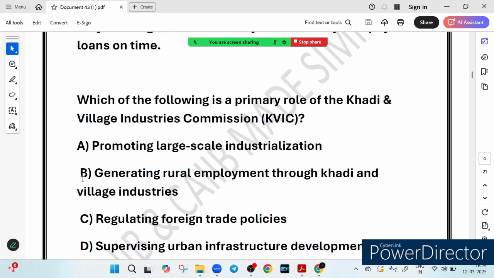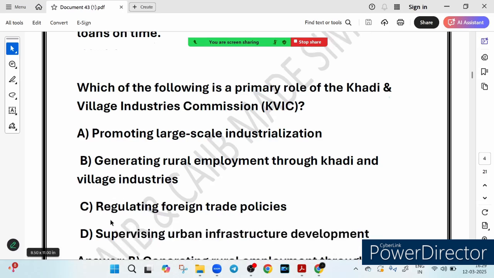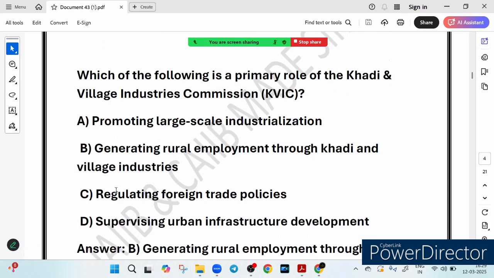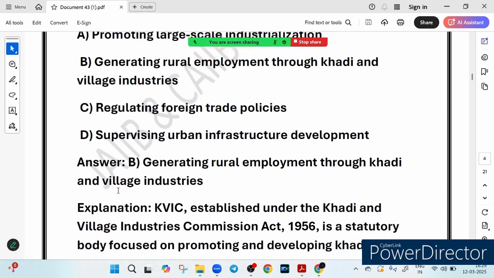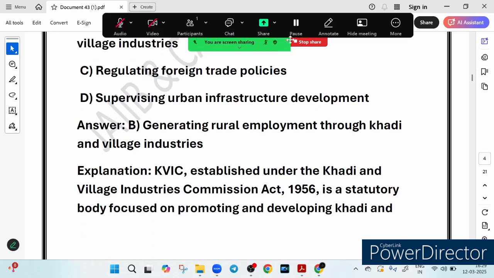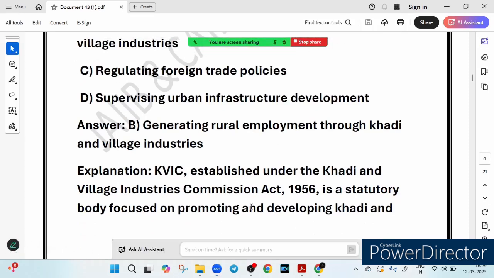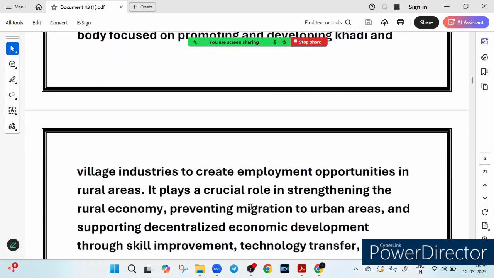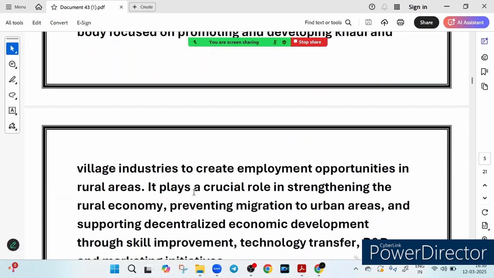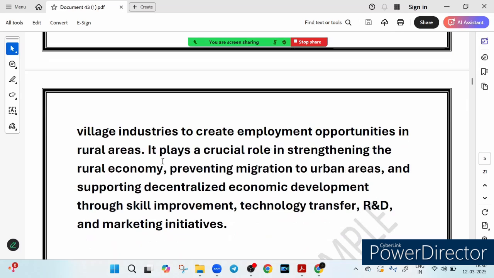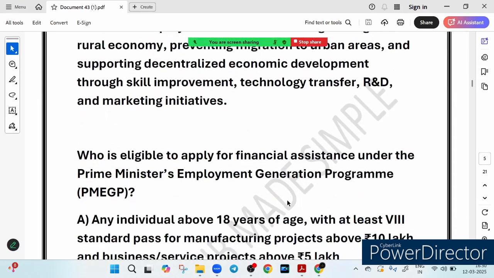Option number A, promoting large scale industrialization. B, generating rural employment through Khadi and village industry. C, obviously, regulating foreign trade policy. And obviously option B is correct, because KVIC, which was established under the Khadi and Village Industries Commission Act 1956, is a statutory body focusing on promoting and developing Khadi and village industry to create employment opportunity in rural India, right? Strengthening the rural economy, preventing migration to urban areas, and supporting decentralized economic development through skill development, technology transfer, R&D, and marketing initiatives. Very easy.